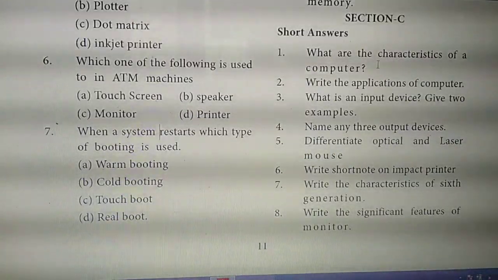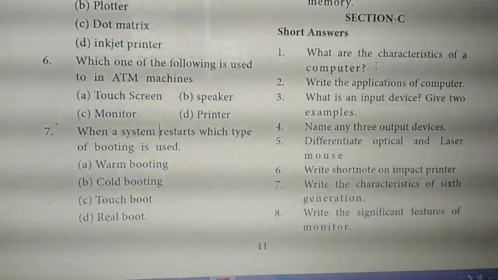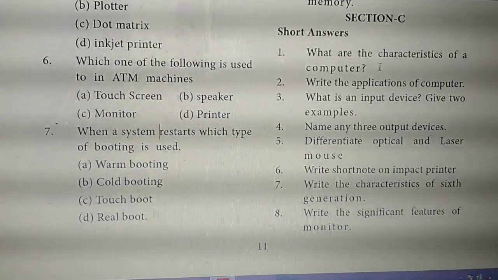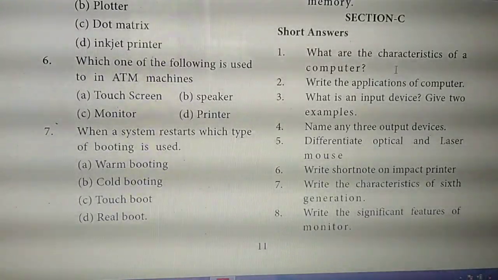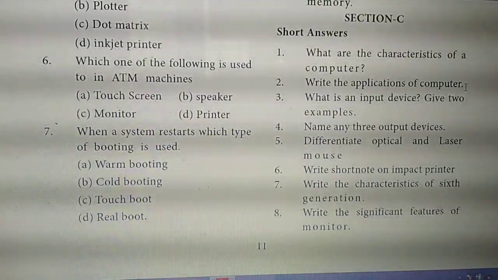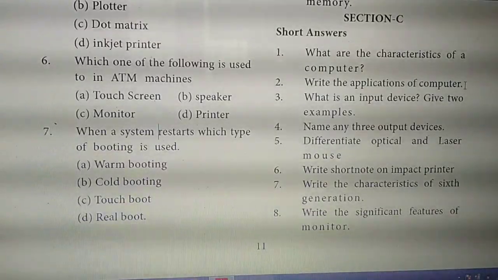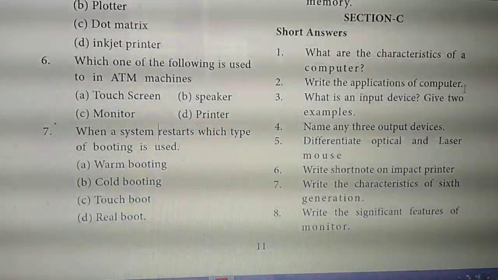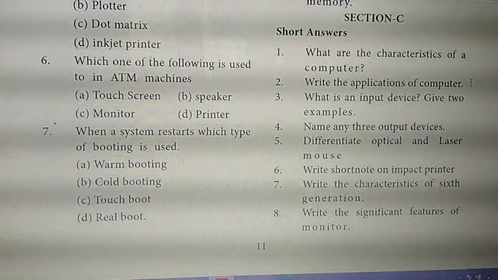First question, what are the characteristics of a computer? This question you need to write afterwards in your paper or in your notebook. So leave it. Second question, write the applications of a computer. Here you write page number 1.